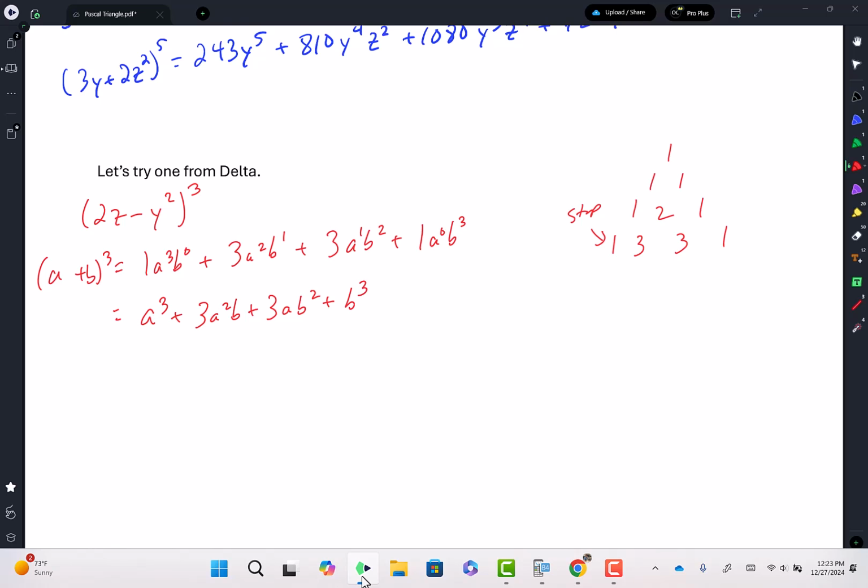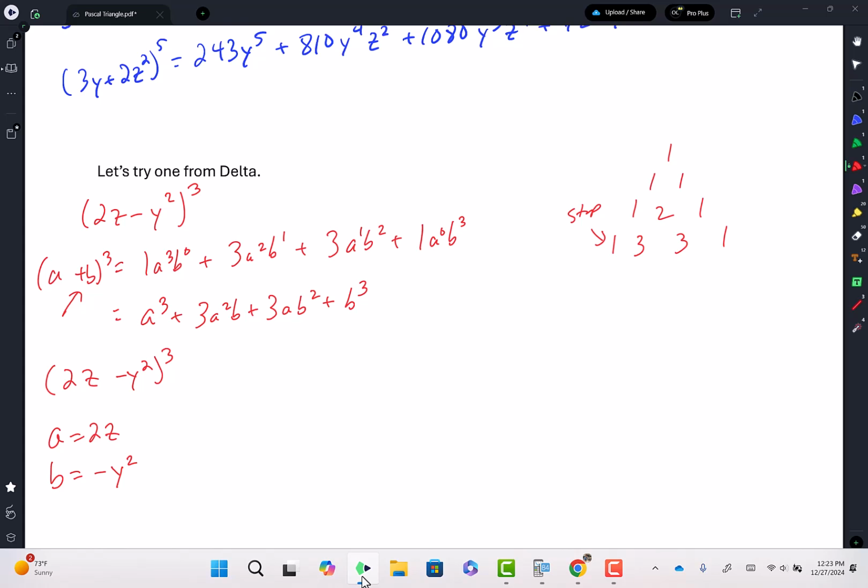All right, perfect. We're going to state what is a and what is b. Since I have (2z minus y squared) raised to the third, a has to be 2z, and b has to be a negative y squared, because your binomial expansion to the third power is a plus b, guys. So you've got to keep that negative.